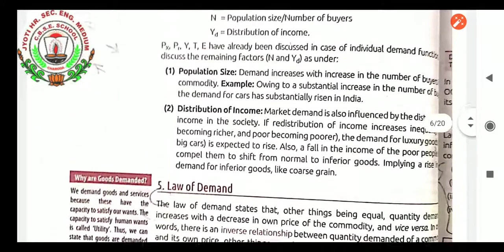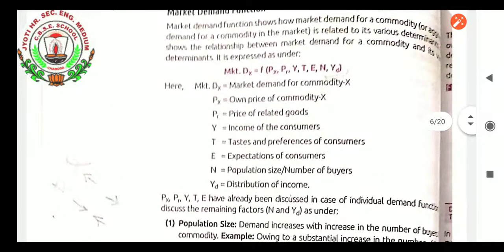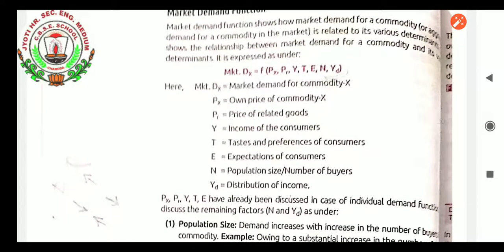Today we will be proceeding with the next topic, that is yesterday's class. Once again I want to remind, first of all, today's class we will be going to learn the law of demand. But before that, let us rewind one of the topics of yesterday's class, that is market demand function.